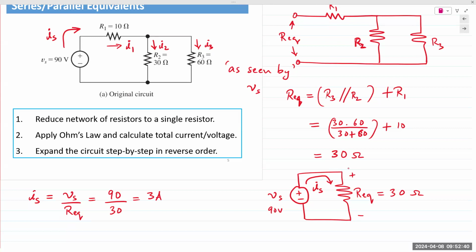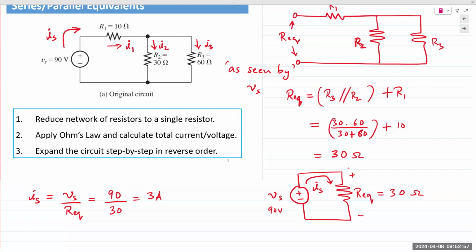Current for the source is also 3 amps. Current for the Req, rest of the circuit, is also 3 amps. Voltage for the source is 90 volts. Voltage for Req is also 90 volts. So those two rules still apply.